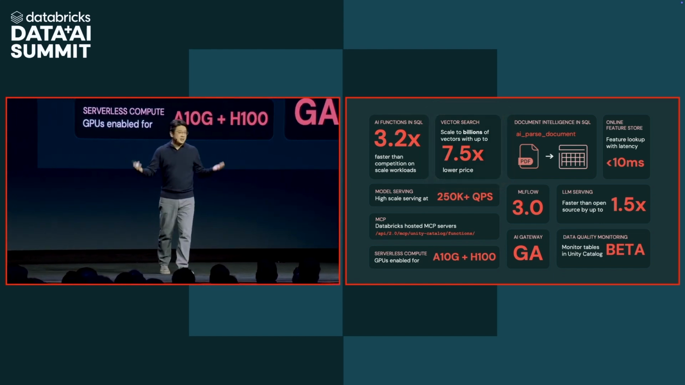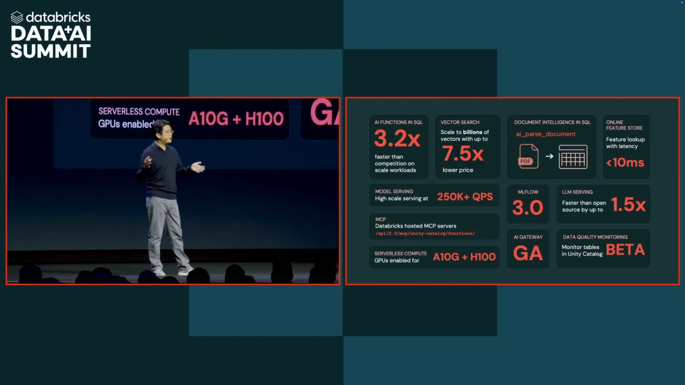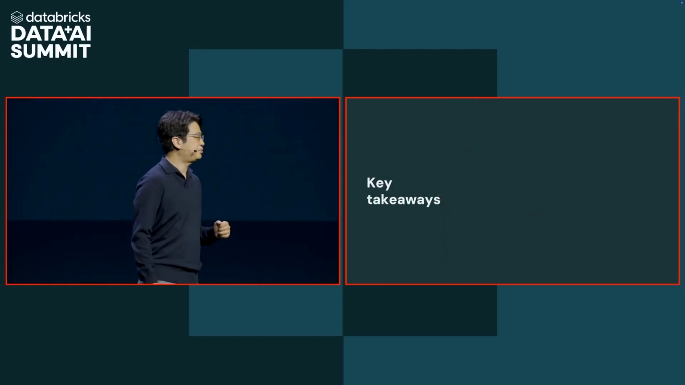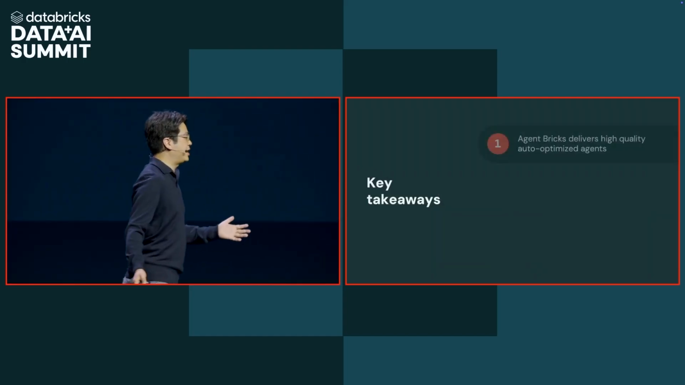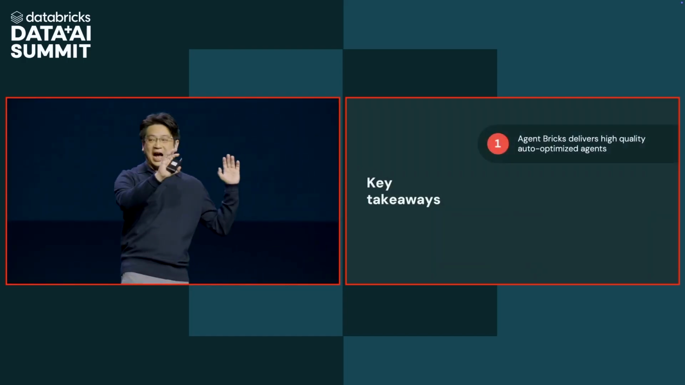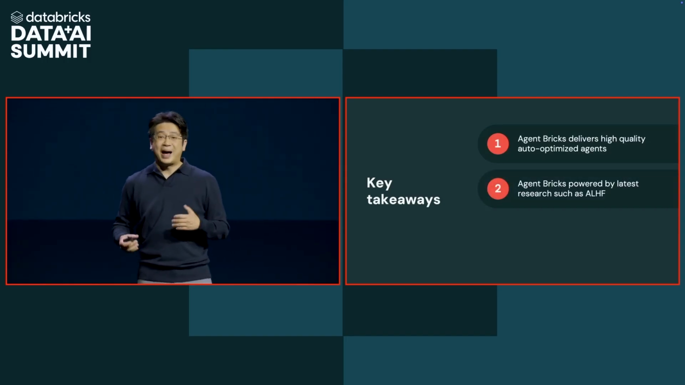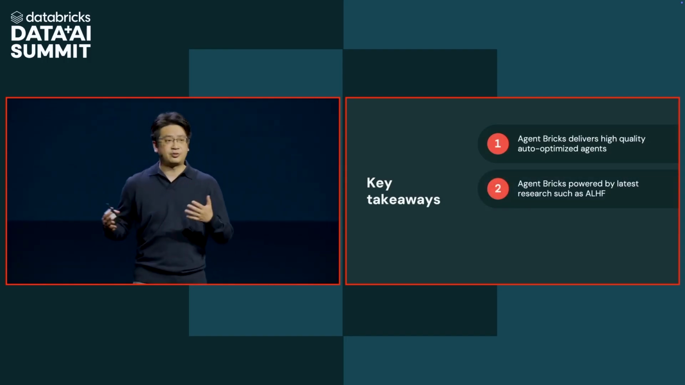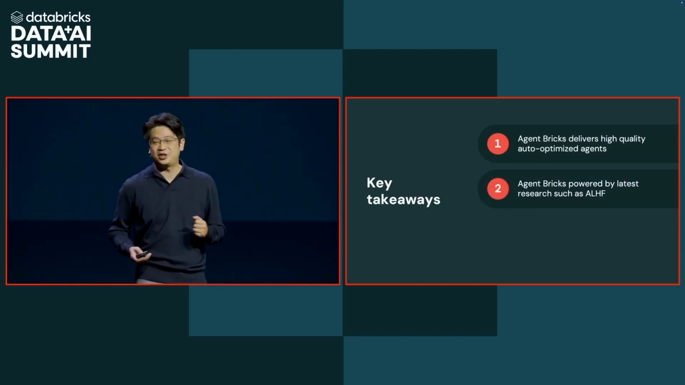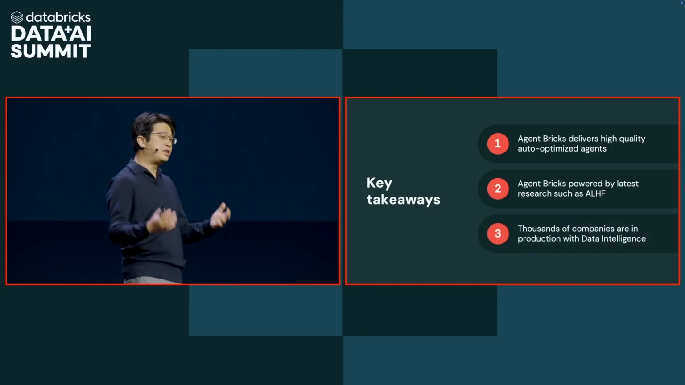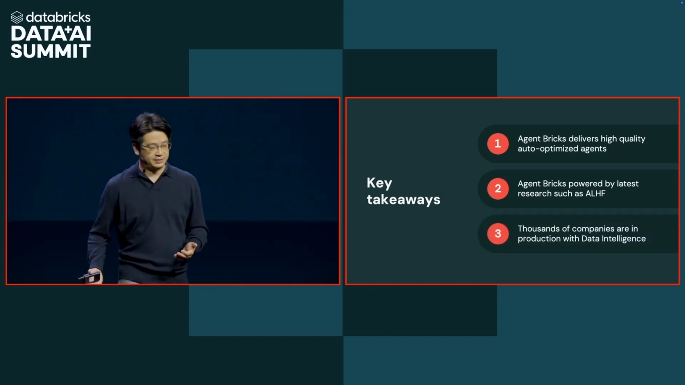Hear more about all these amazing announcements throughout the keynotes today and tomorrow, as well as in all the individual sessions. A few key takeaways. We have announced Agentbricks, delivering high-quality agents auto-optimized on your data. It's powered by some of the latest research from our Databricks Mosaic AI research team. And thousands of companies are now in production with data intelligence on Databricks.